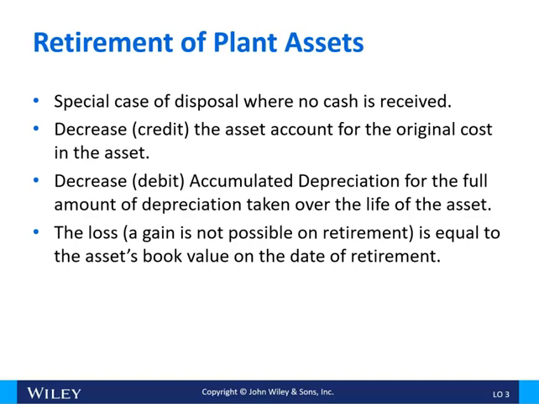The loss is equal to the asset book value on the date of retirement. You cannot have a gain on retirement because you have no proceeds. If you think about a sale, like what we went through, the proceeds are zero. So if the book value is not zero, you're going to have a loss every time you retire a plant asset.